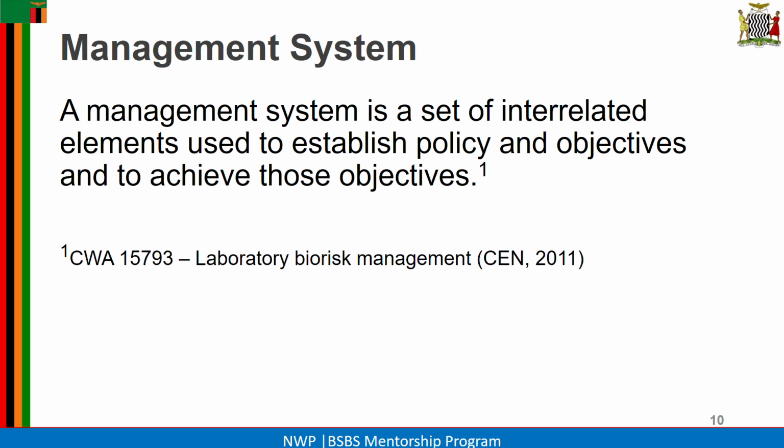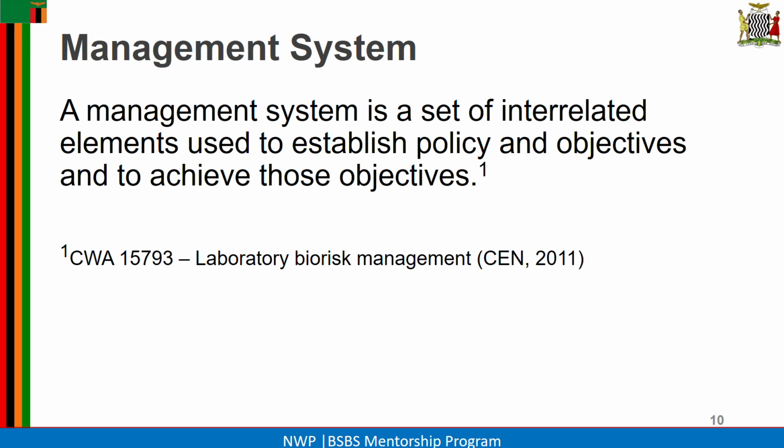So that's the AMP. Now let's look at what a management system is. After that, we're going to look at some elements that will contribute to you having a strong management system. Then after that, we'll look at some ways you can check whether or not you have a proper management system. A management system is a set of interrelated elements used to establish policy and objectives and to achieve those objectives.